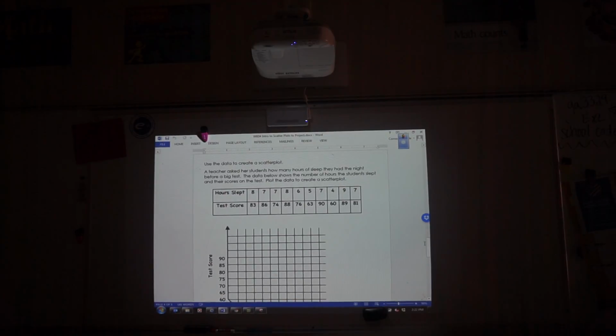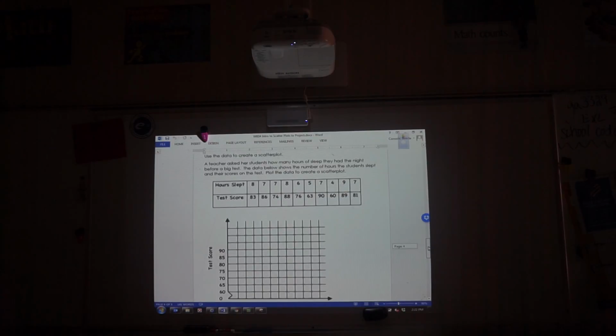Okay, you should go get this from the substitute if you don't already have it. We're going to create some scatter plots here. Okay.